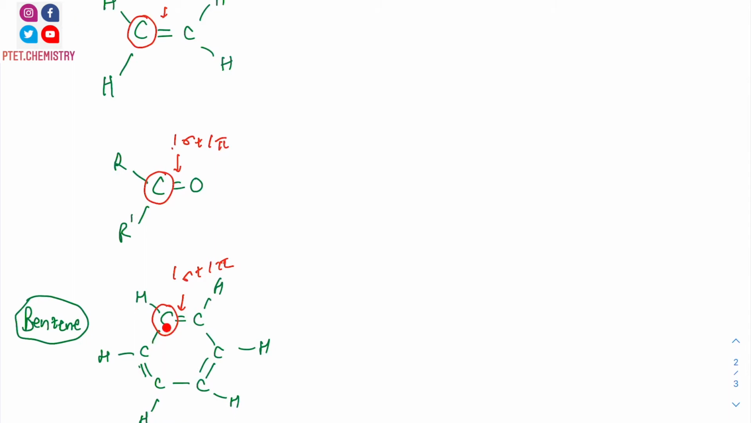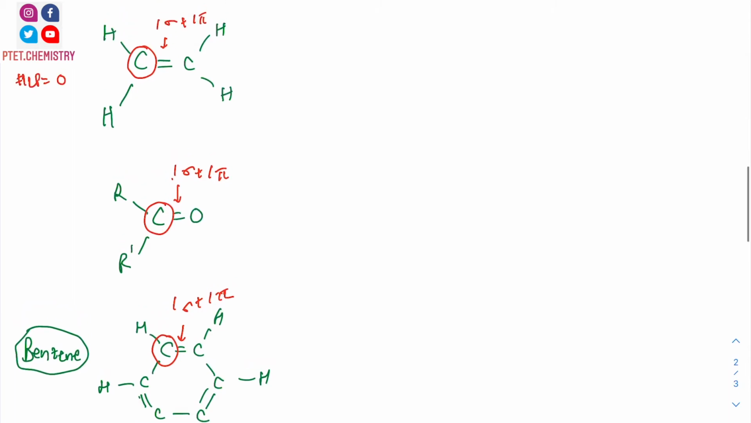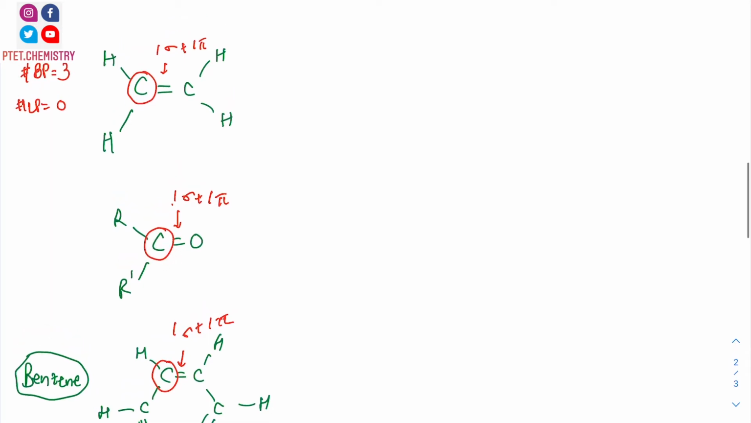But no lone pair, because it used all the electrons: 1, 2, 3, 4. It used all 4 for forming covalent bonds. Same as here: 1 sigma, 2 sigma, 3 sigma, but it uses all the electrons for bonding because it has formed 1, 2, 3, 4 covalent bonds. Same deal with the alkene here, yeah?